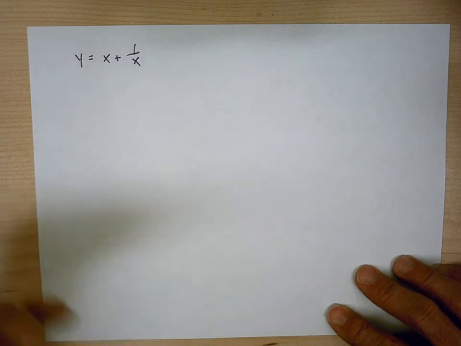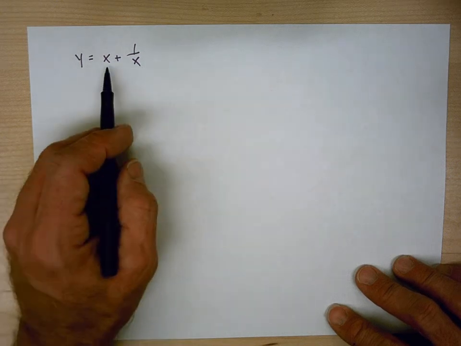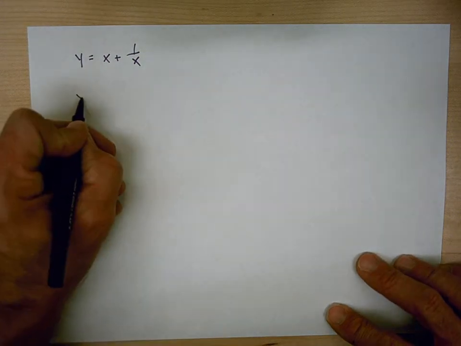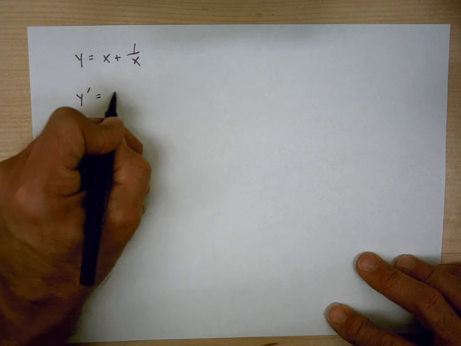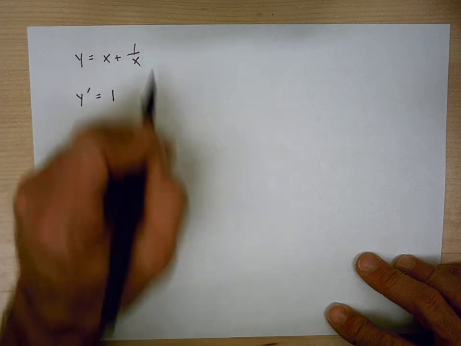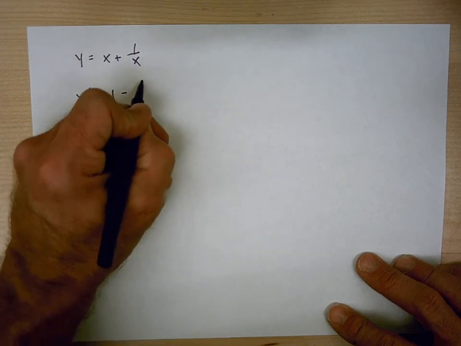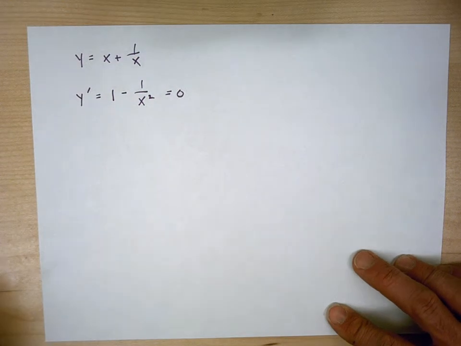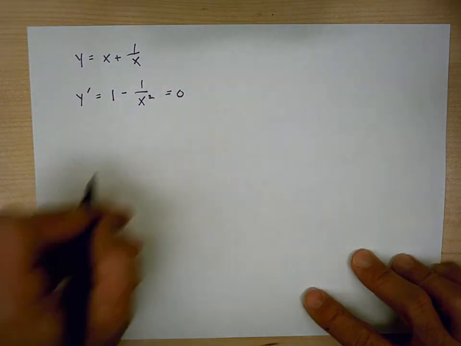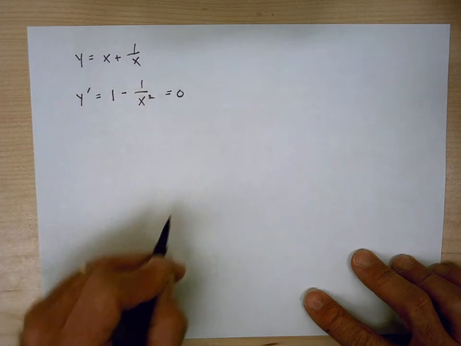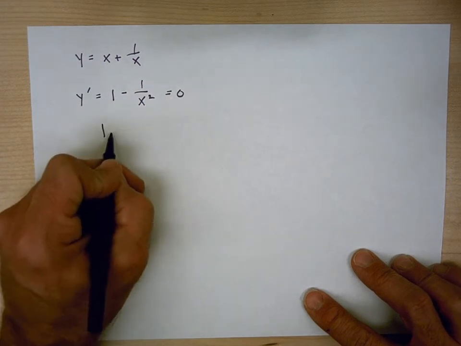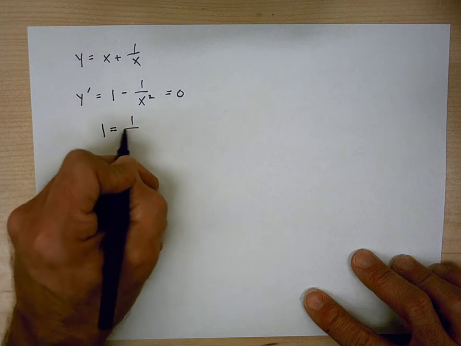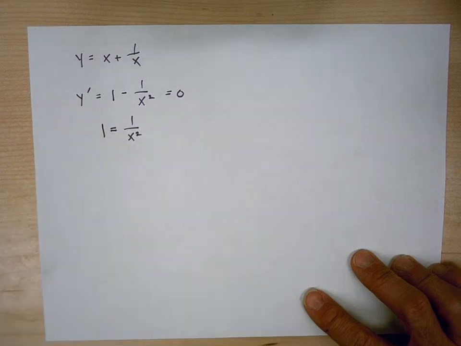So the first step is to find the critical points. All right. So I take the derivative. That gives me 1, and the derivative of 1 over x, we've already done that. That's negative 1 over x squared. And I set that equal to 0 to try to find the critical points. All right. So if I add 1 over x squared to both sides, I want to find the points where 1 equals 1 over x squared.